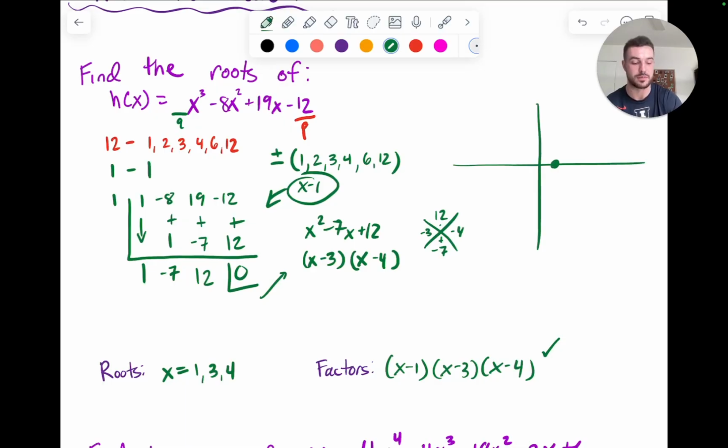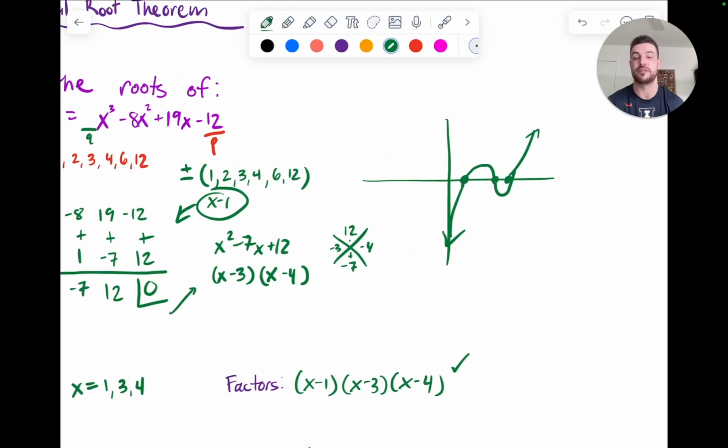So we've got an x-intercept at 1, at 3, and then at 4. Looking at our end behavior, I can see we've got an odd degree, so our end behavior is going to be opposite. It's going to be down to the left and up to the right. And then I can see that each of these factors has a multiplicity of 1, which is odd. So that tells me I'm going to pass right through each one of these x-intercepts. And this is roughly what the graph of our original polynomial is going to be.